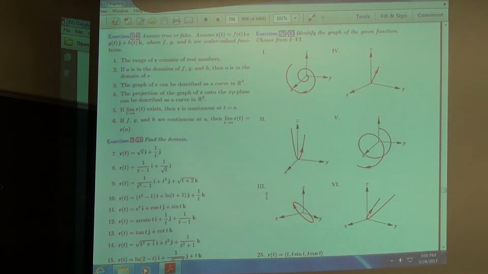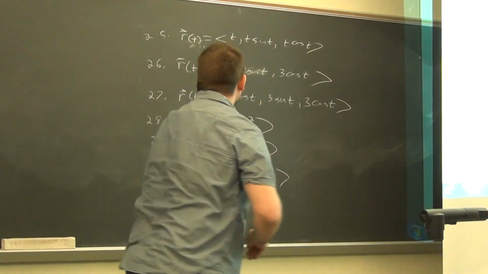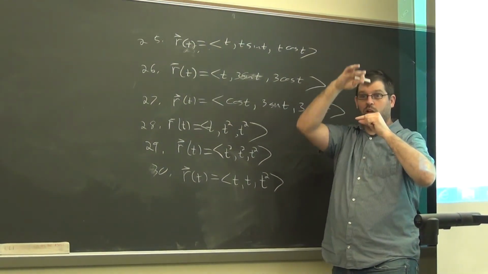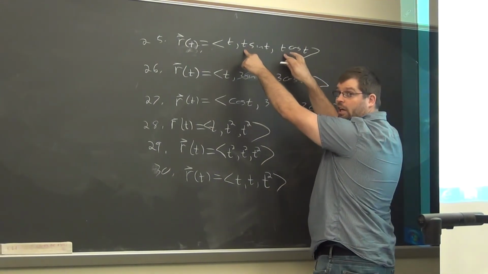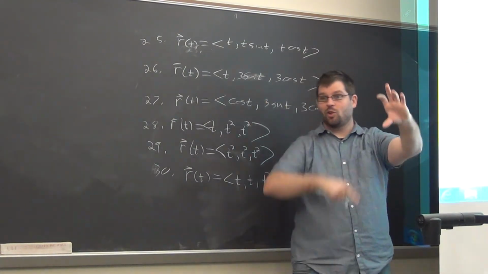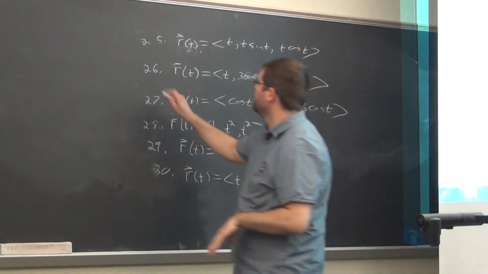Because you got a t times sine and a t times cosine. And so this one, right, your sine and cosine are gonna flip between -1 and 1, right? They're gonna oscillate. So you're gonna move around like this, but you're also multiplying them by t. And so you're not only doing a circle, but it's an expanding circle, right, as you move out. And so that one corresponds with 25.